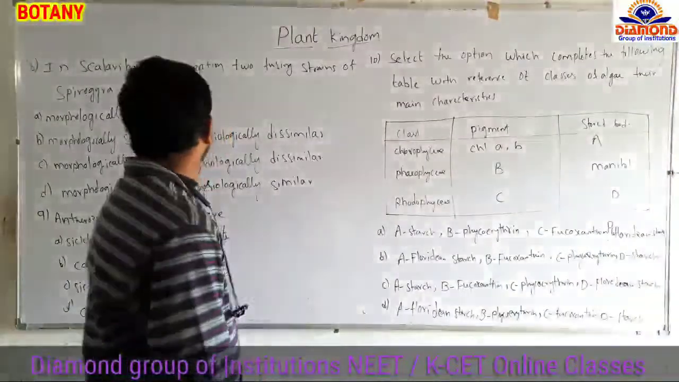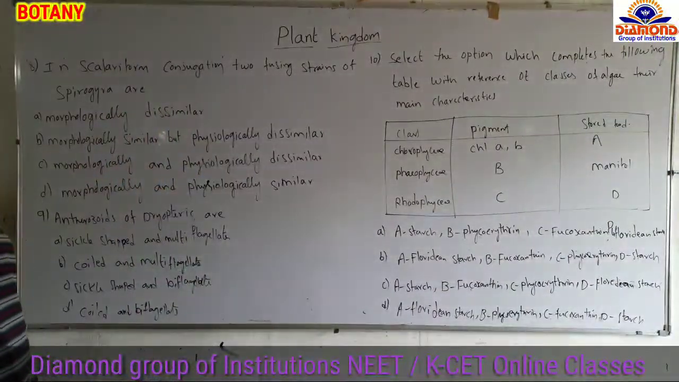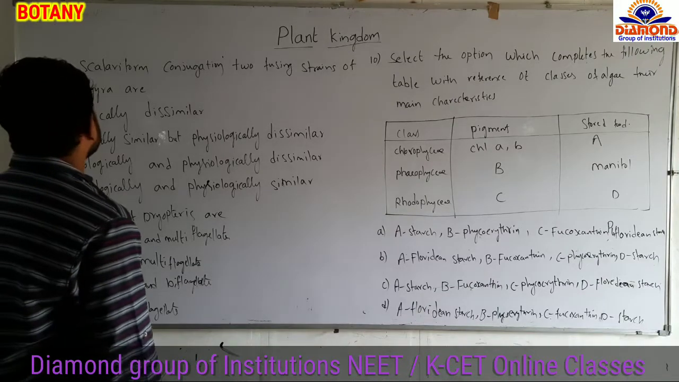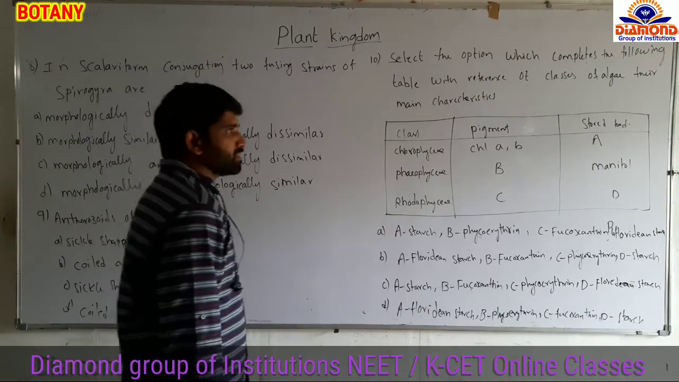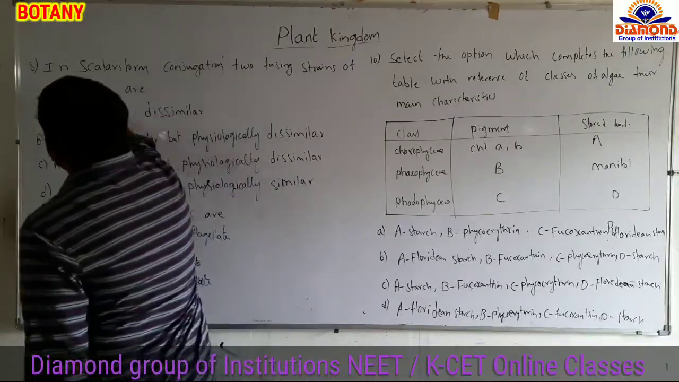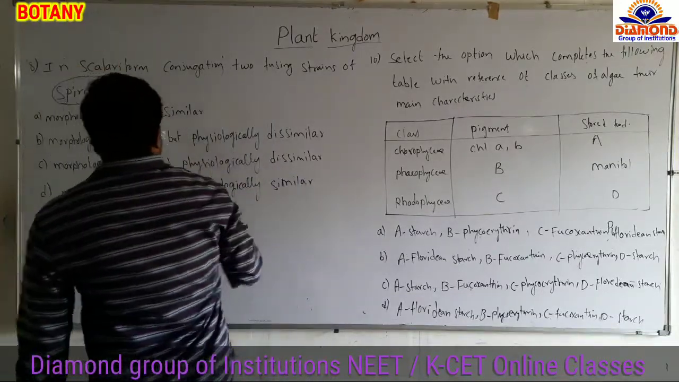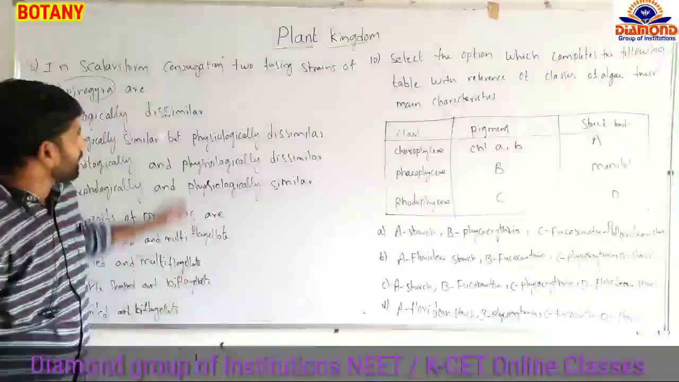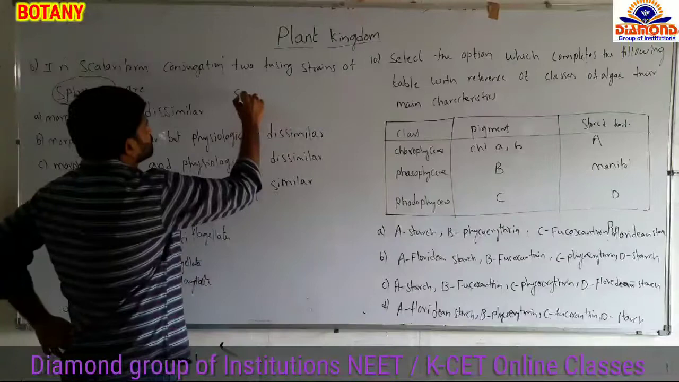Next question: in scalariform conjugation, two fusing strands of Spirogyra are. Spirogyra belongs to the Chlorophyceae algae. Spirogyra is a filamentous Chlorophyceae alga, and we will look at its sexual reproduction.